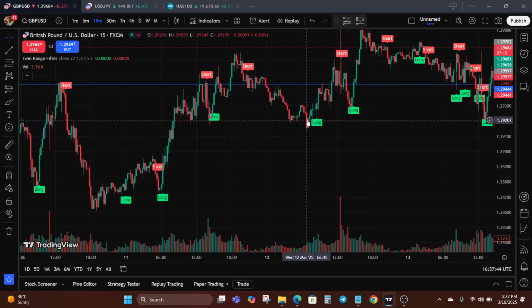So basically that is it, right? That is it for this indicator. Super easy to use. Whether you trade forex or stocks or crypto, this indicator can be a valuable addition to your trading toolkit.